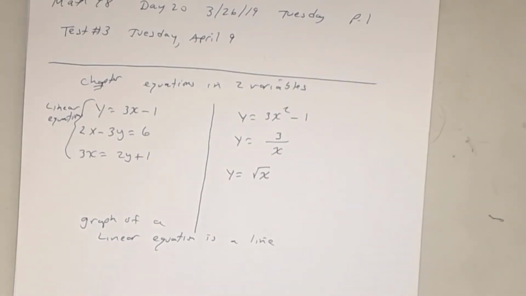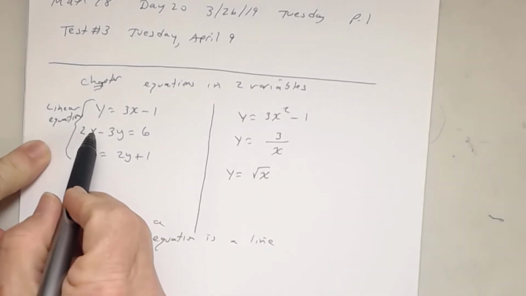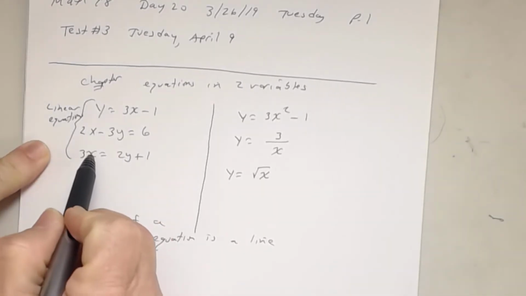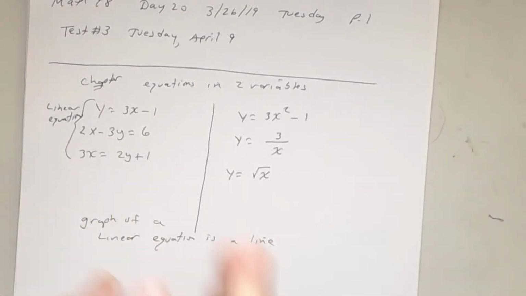All right, now what makes them linear, for us right now, just remember this way. What makes them linear is that the exponent of both the x and the y are ones. So notice y to the first, x to the first, x to the first, y to the first, x to the first, y to the first. And the variables don't appear in the denominators at all. Okay?